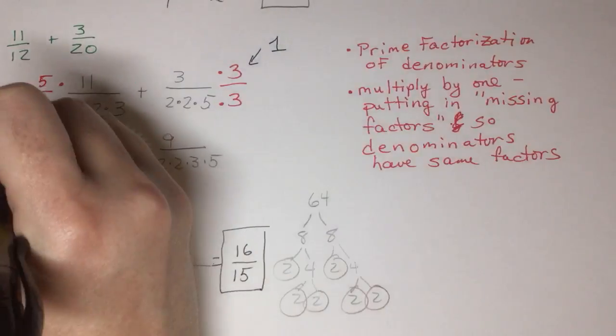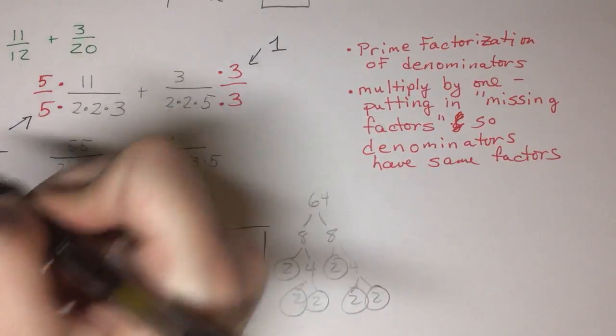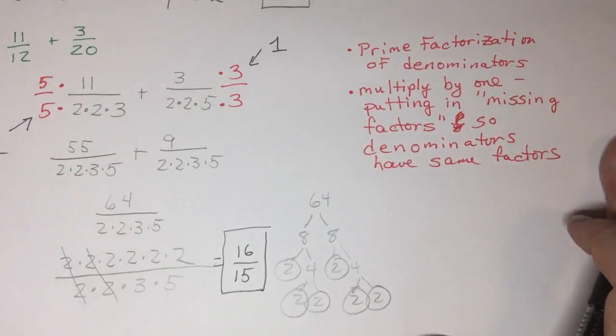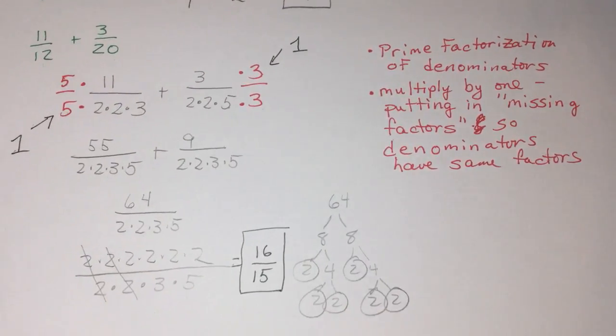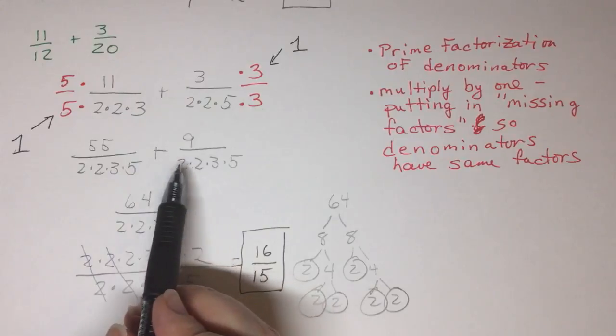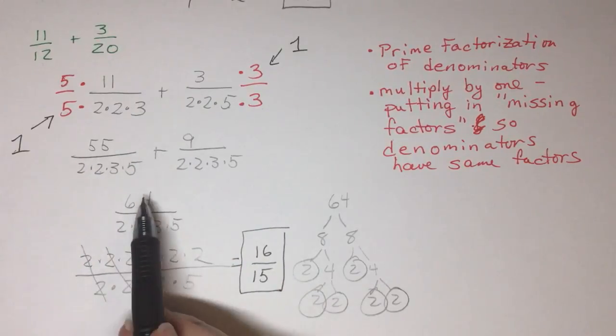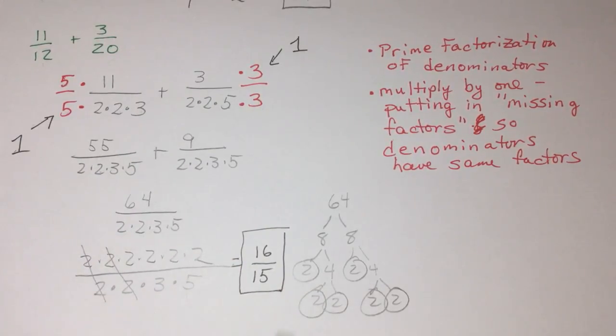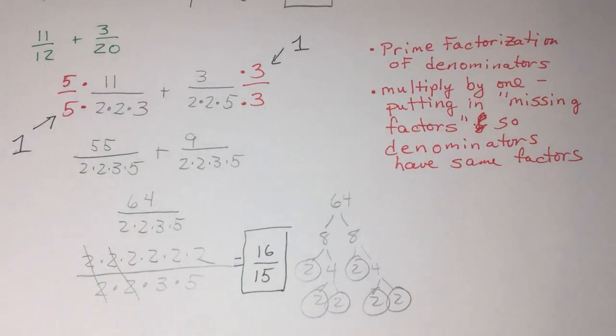Again, 3 over 3 is 1. 5 over 5 is 1. We're multiplying by 1. When I have the common denominators, I'm able to add the numerators. Then I just need to be sure that my answer is simplified. This is how you add fractions or subtract fractions. Let's try another one.